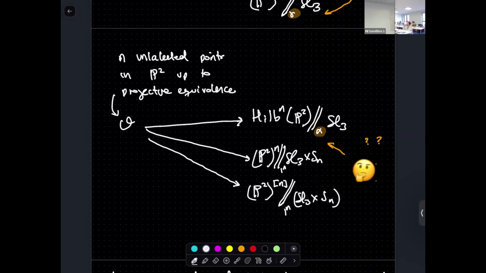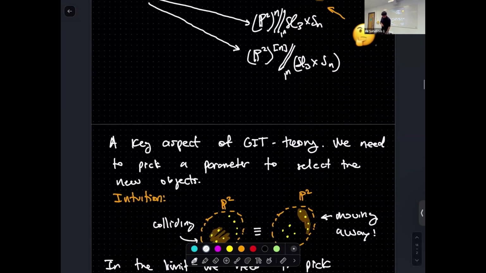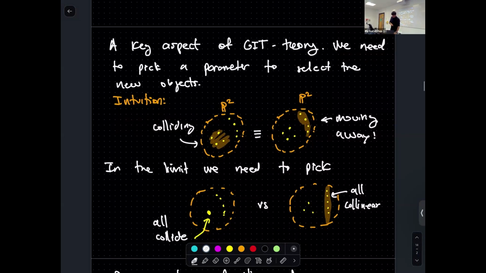Before I continue, whenever we're making this quotient, we have to make a choice of a parameter. I wanted to introduce the intuition of why we have to make that choice. The intuition is that it happens when we do a change of coordinates.